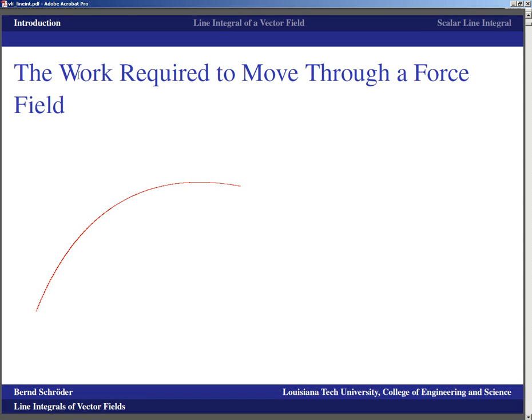Okay, so to compute work, however, we know that work is force times distance, and we have seen in our presentation on vectors that that turns into a dot product between the force vector and the direction vector of motion. And well, once we move along a curve, of course, we no longer have a single direction vector.